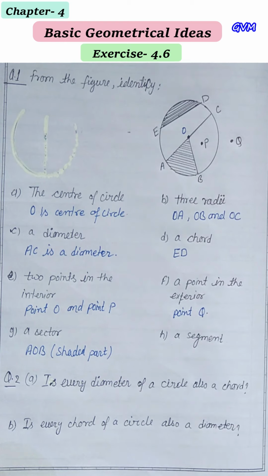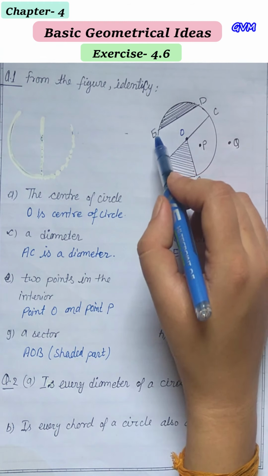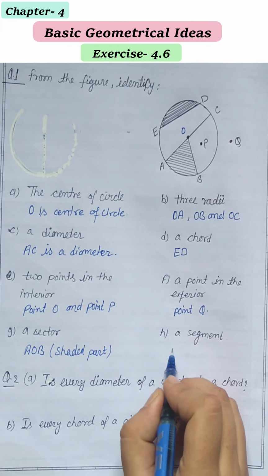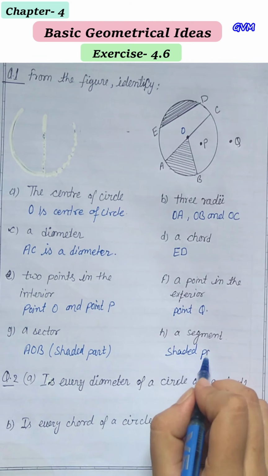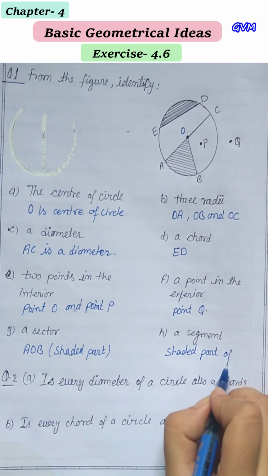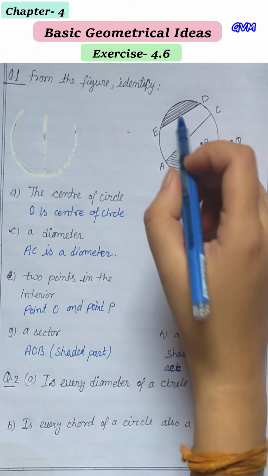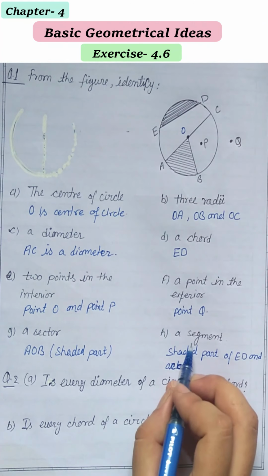Now a segment. So segment is area that is enclosed by a chord and arc of the circle. So that means shaded part of ED and arc. So ED और arc से जो भी area shaded हो रहा है हमारे पास वो हमारा segment है.